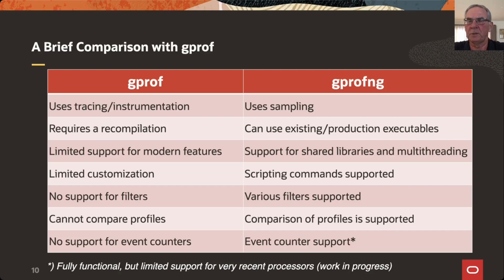Gprof has fallen somewhat behind in terms of supporting modern features. We have support for shared libraries and multi-threading, for example, and that's where Gprof is rather weak because it didn't keep up. You can't do a lot of customization with Gprof, while with Gprofng you can do a lot of customization and scripting to really make it suit your needs. I don't think Gprof has any support for filters, while we have filtering to zoom in on the area of interest. You can't do comparison of profiles as you can with Gprofng. And Gprof does not have support for event counters, while we do.